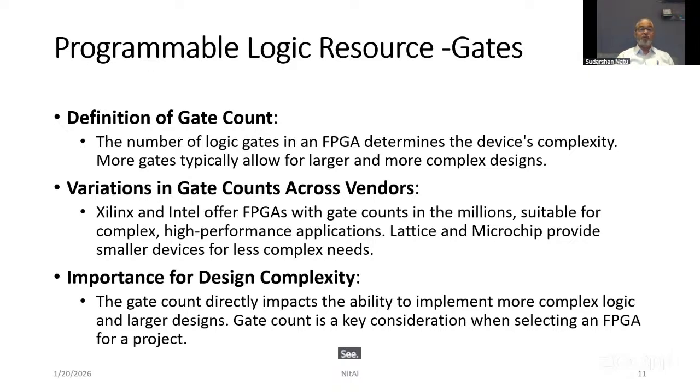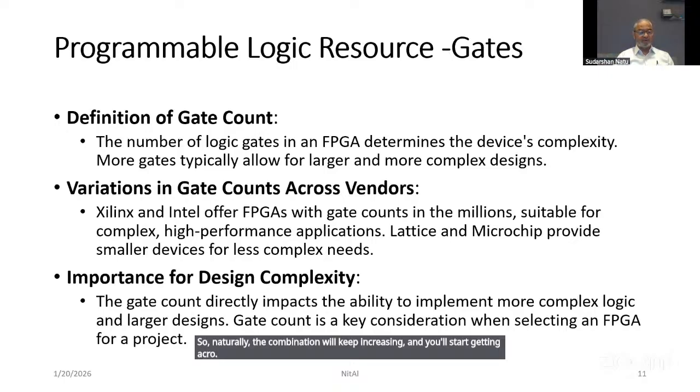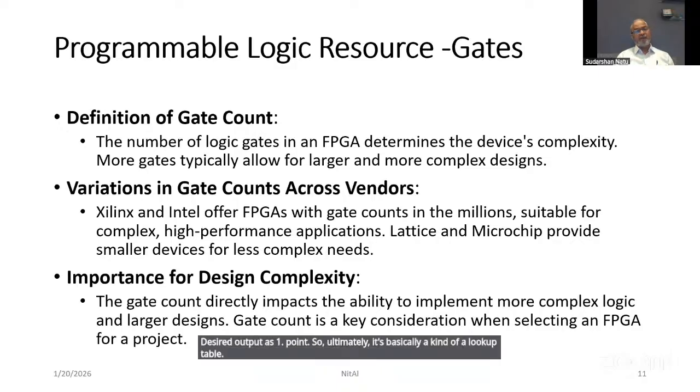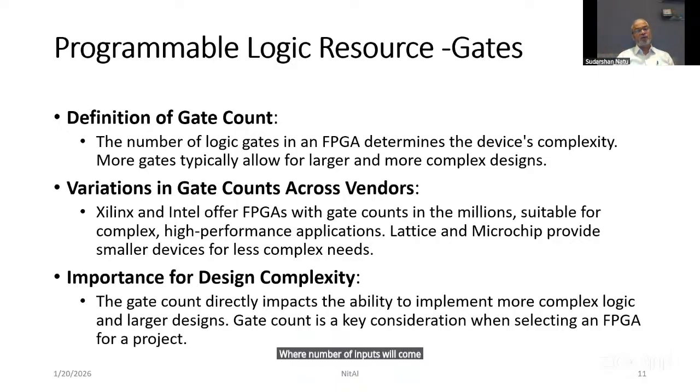So if the number of inputs increases to 3, then it becomes 2 raised to the power of 3, which is 8, and 2 raised to the power of 4 is 16, right? So you go into the multiples of the order of 2, 4, 8, 16, 32, 64. So naturally the combinations will keep increasing, and you will start getting the desired output as 1 at certain points. So ultimately it's basically a kind of lookup table where the inputs come in and you get the output. So this logic building block is defined as a variable resource in an FPGA.